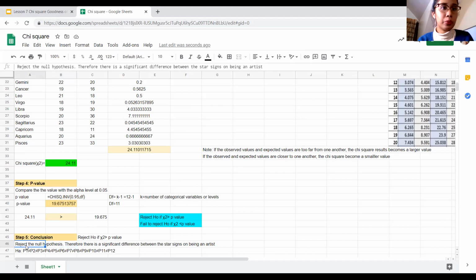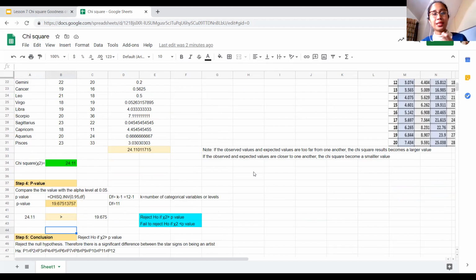So, reject the null hypothesis. Therefore, there is a significant difference, so we are in favor of the alternative. Therefore, there is a significant difference between star signs on being an artist. So there is a statistical significance among our star signs. It fits the prevailing expected values. So, class, this is our conclusion. Please, as you can see, it's very organized. I hope you will also be this organized when presenting your answers. And class, I prefer that you paste it in PDF format so I can comment on it.